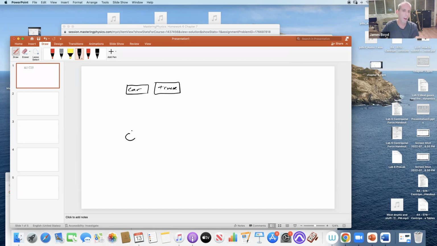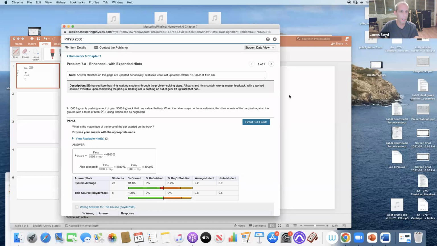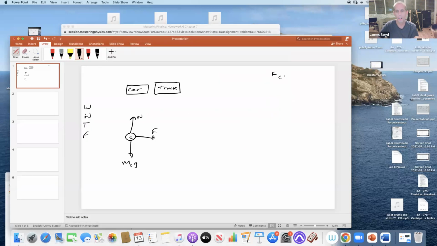So when we do our free body diagrams, remember that we do weight, normal, tension, forces. This is our car, and our car has a normal force and mass of the car times g. And then there's a force on the ground, which they told us was 6,500 newtons, car on ground. And there is actually a normal force pushing on the car due to the truck, which I'm going to call the normal force on the car.